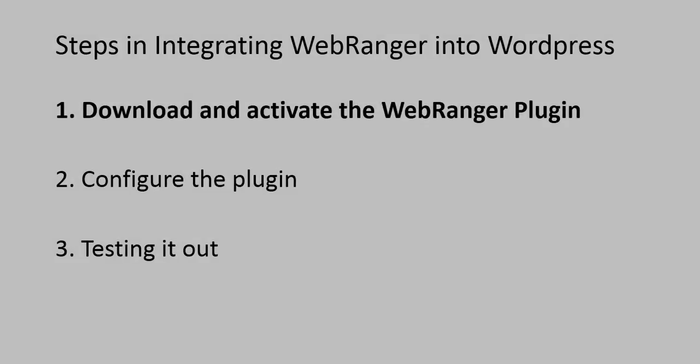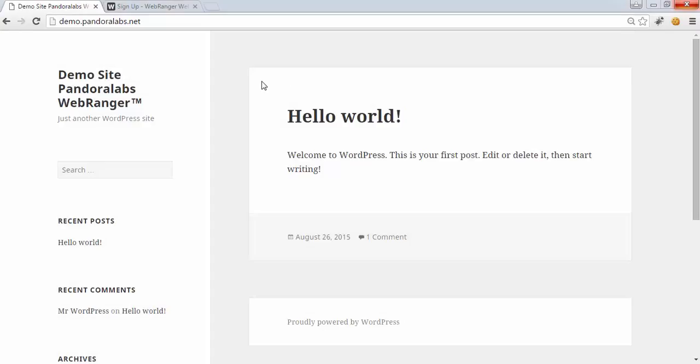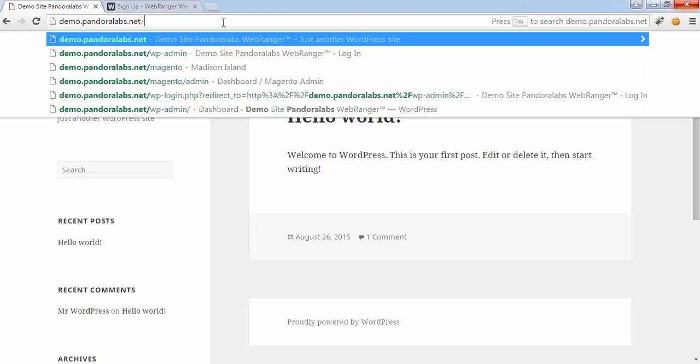In integrating WebRanger, there are three necessary steps: download and activate the plugin, configuring the plugin, and testing it out. So what we have here is a default installation of WordPress, which we will use for demonstration purposes. Like any other WordPress plugin, the first step is to install it.